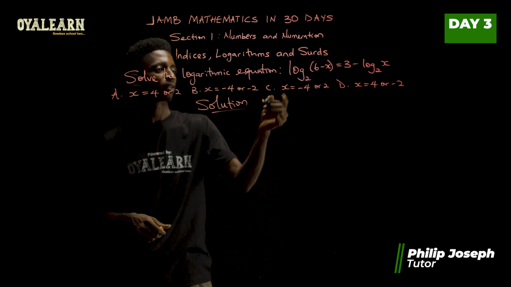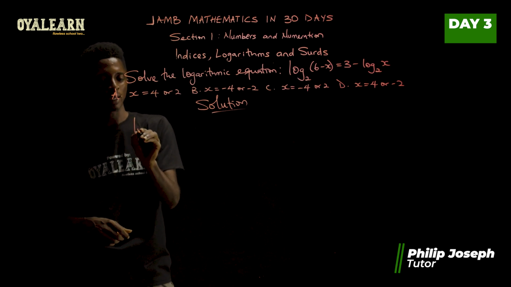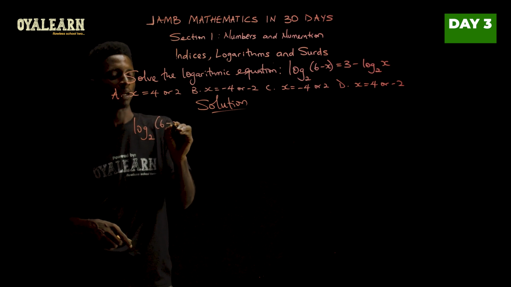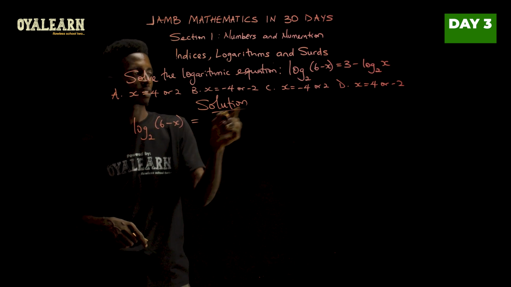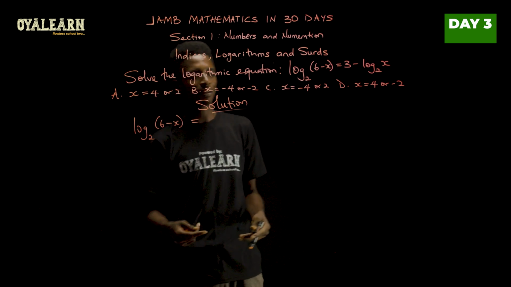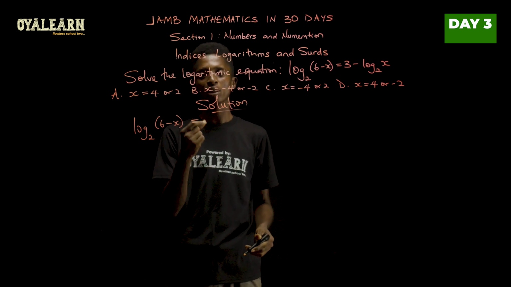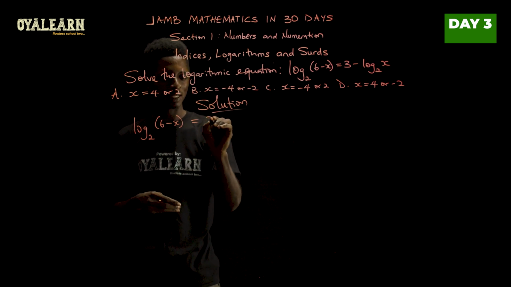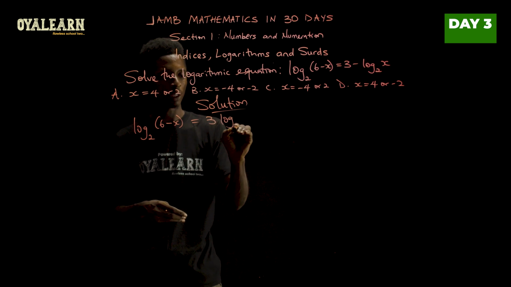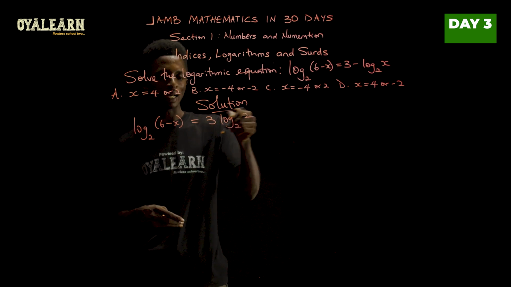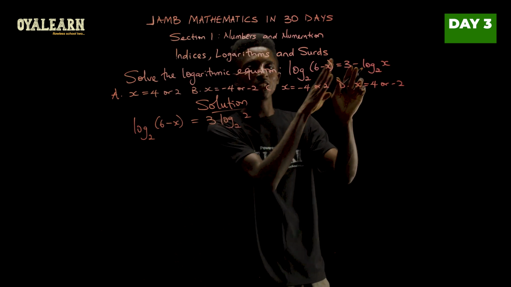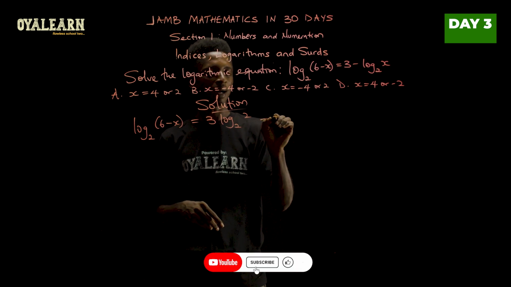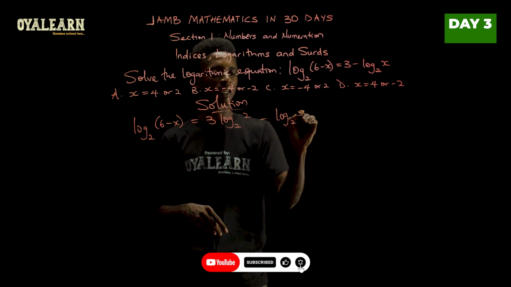Solution. In the first case, it's already in base 2, so we leave it at that. 6 minus x equals, now 3 times 1 is still 3, and 1 is the same thing as log base 2 of 2. So we can say 3 log base 2 of 2. Now this is the same thing as 1, and 1 times 3 remains 3. So no change has been done here, but we have managed to bring it to base 2. And then minus log base 2 of x.